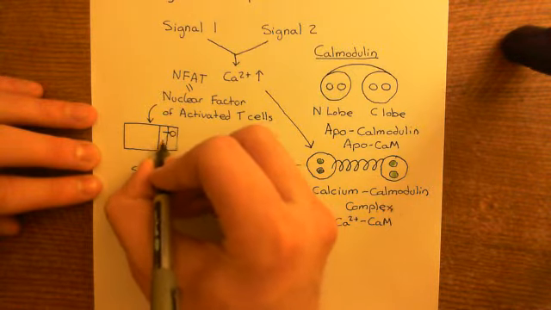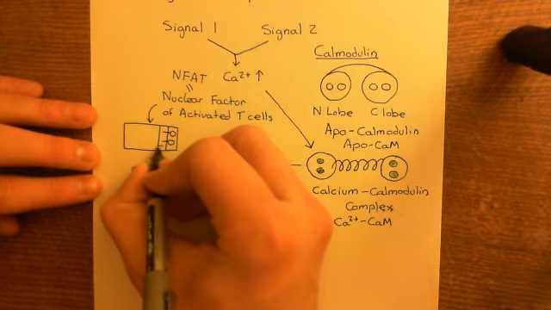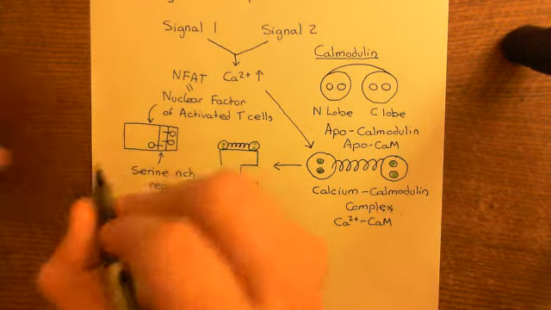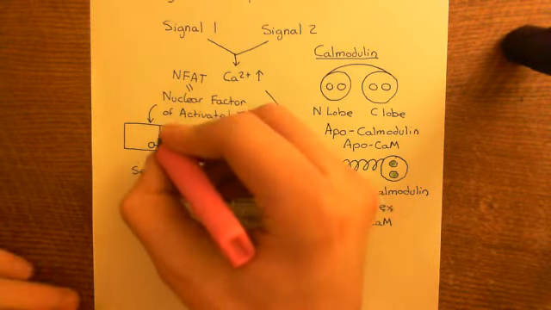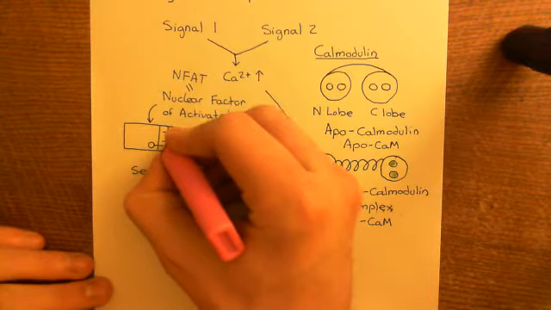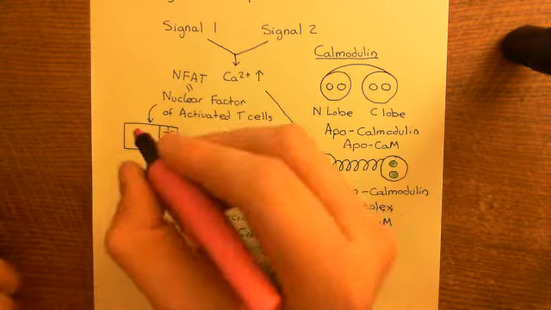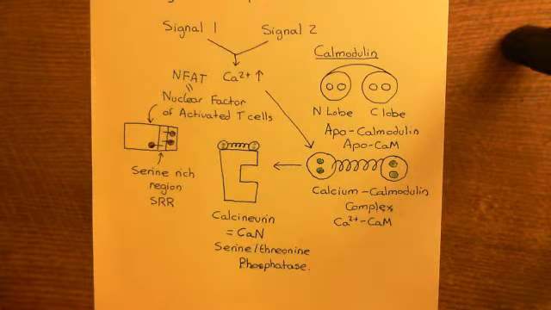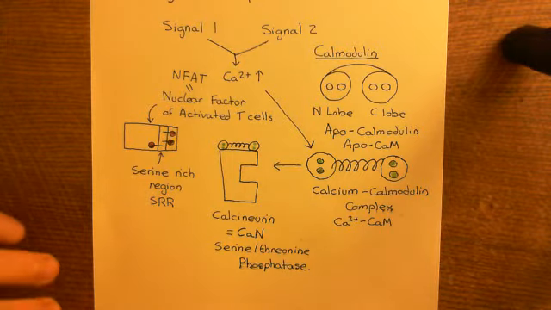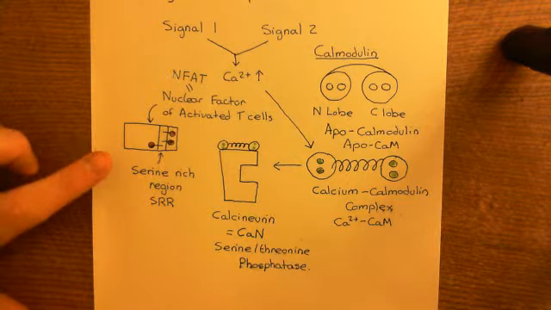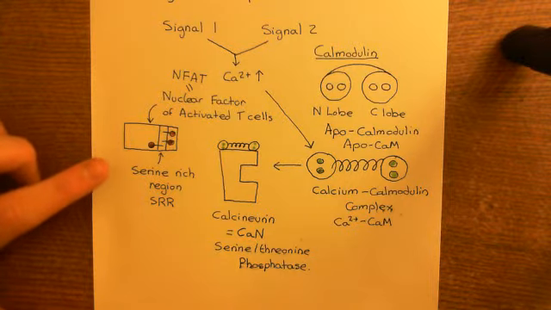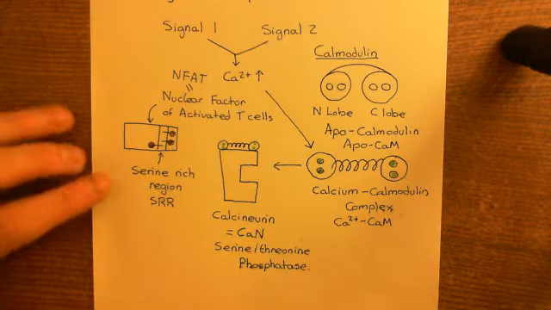Okay, so I'll draw these phosphate groups here. So these are meant to represent phosphate groups. I'll colour them in purple to get the message across. So you have a lot of phosphorylated serine residues in this serine-rich region of the nuclear factor of activated T cells. Now, these phosphate groups on the serines in the serine-rich region of the nuclear factor of activated T cells trap the nuclear factor of activated T cells in the cytoplasm and stop it from going into the nucleus.